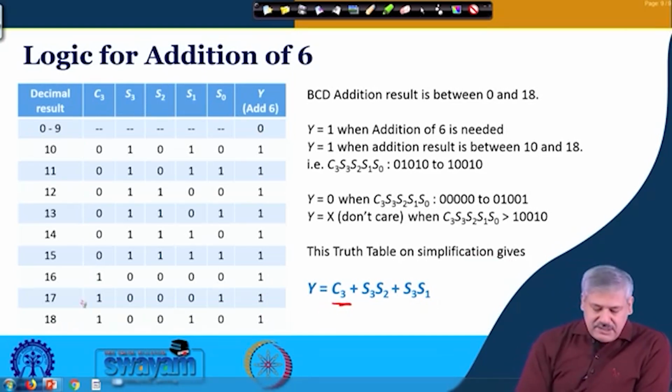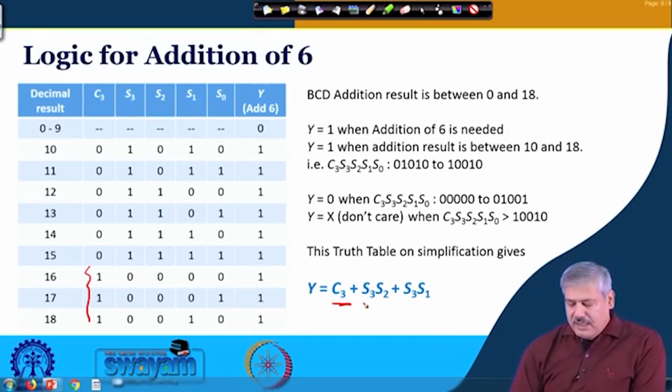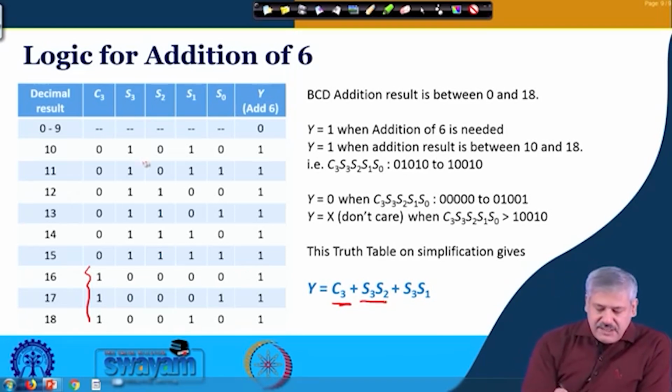So, whenever C3 is there, you need to have the y flag, the addition of 6 high, is it not, because C3 means the number is 16 or more. S3, S2. So, this is your S3 and S2. S3 and S2 means if both of them are there. So, these are the cases.